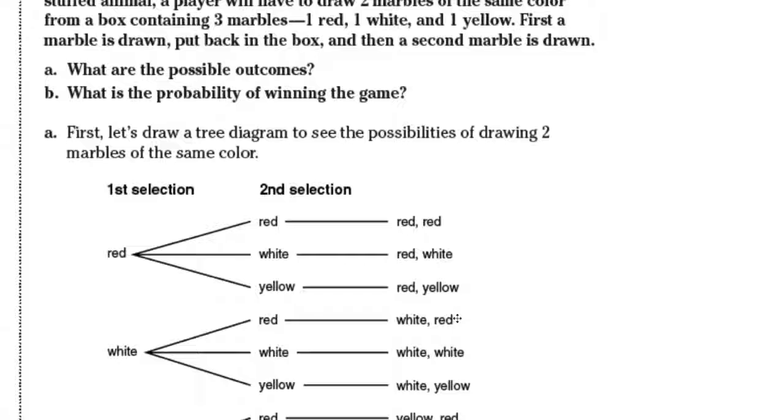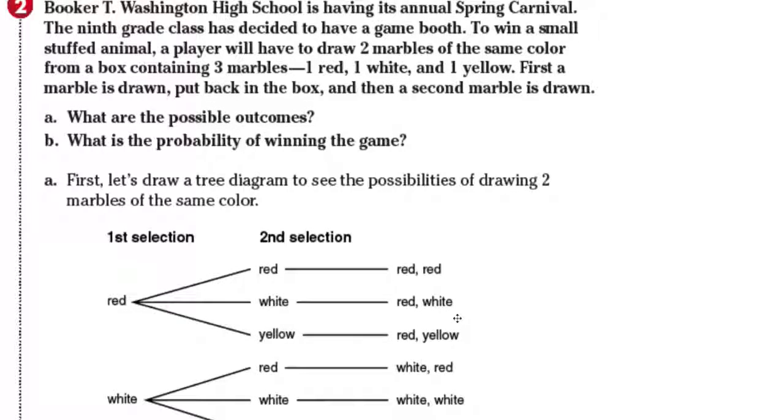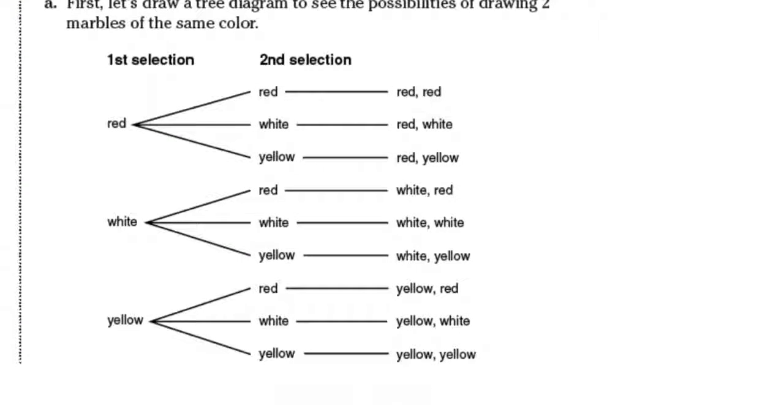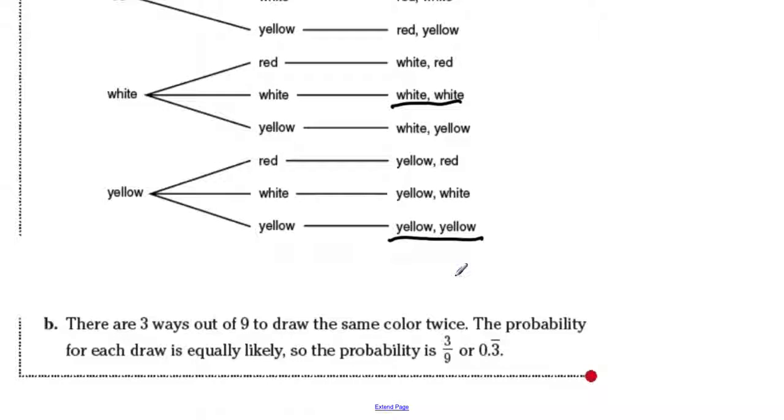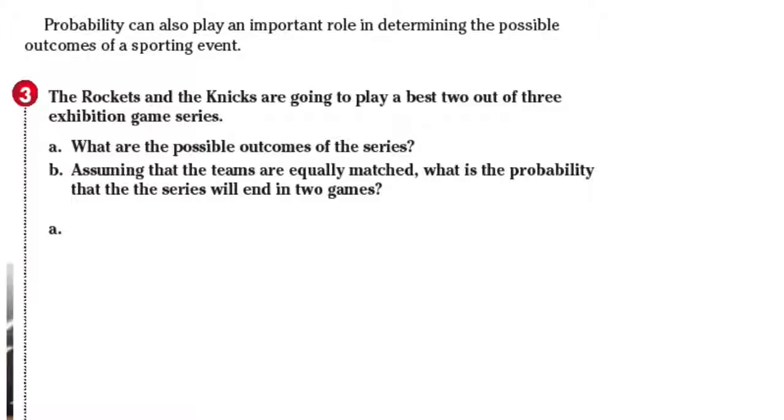It's asking what is the probability of winning a game, meaning you win a game when you draw the same color, and these are the same colors right here: red-red, white-white, yellow-yellow. So there are 3 of them out of 9 possible outcomes. That's 3 out of 9, 1/3, or 0.3 bar notation on 3. Okay, and let's take a look at the last example.